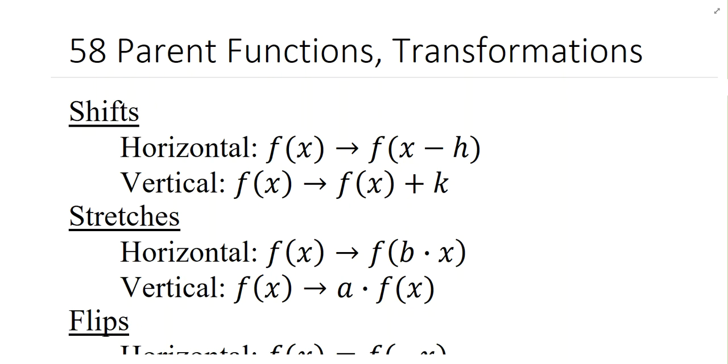Okay, in this video I'd like to share with you how we will label and identify transformations and talk about how they're going to apply to not only parent functions but any function that we encounter in this class.